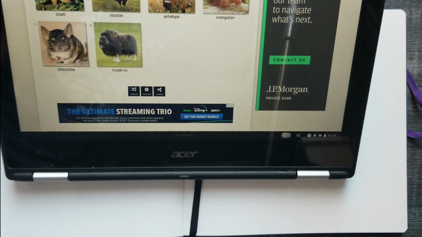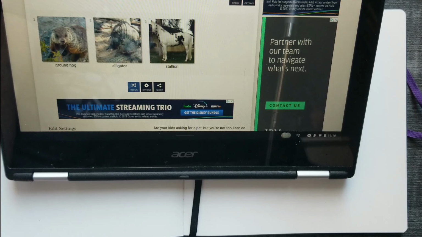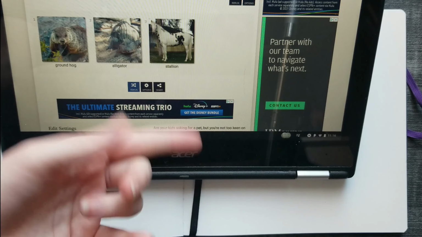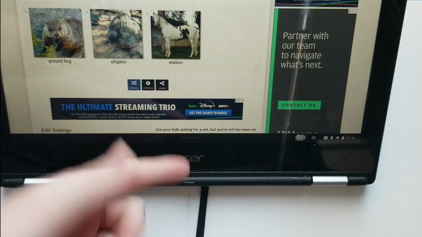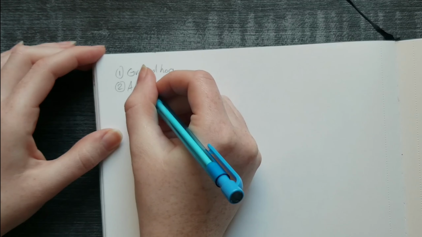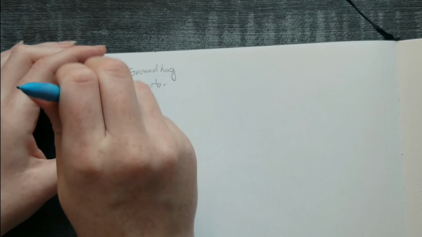Alright, so let's run this and see what I get. Ooh, that's kind of cool. So a groundhog, an alligator, and a stallion. Aren't stallions male wild horses? So I guess, never mind, okay. Alright, so we have groundhog, alligator, and stallion. I'll just put a horse. Wild. Alright.